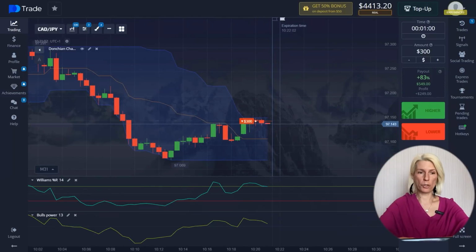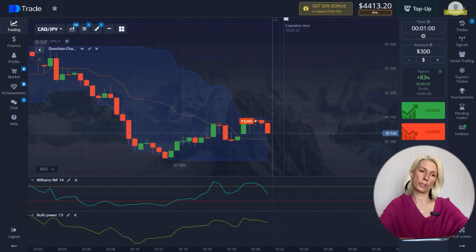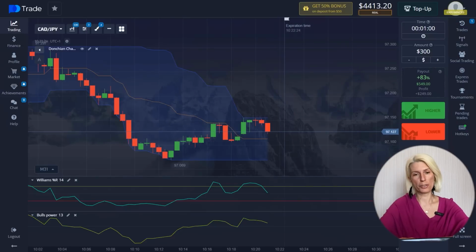But the Williams percent range line came out of the overbought zone and crossed the -20 level, which was also a signal about a possible decline in price. And with such data, there could be no other solution on my part. As a result, the price moved as I predicted and I got $249.